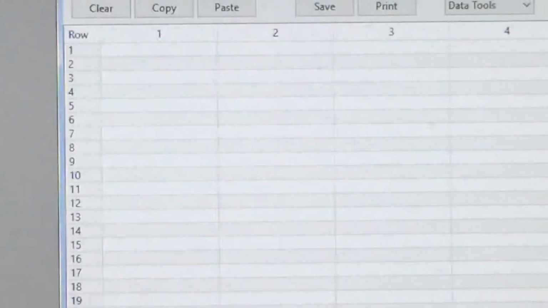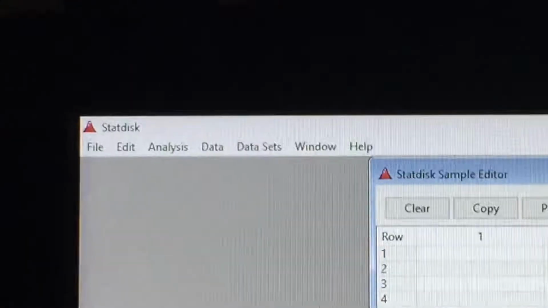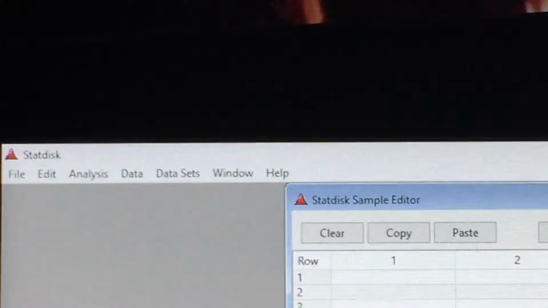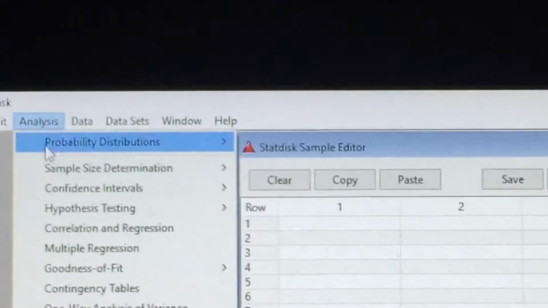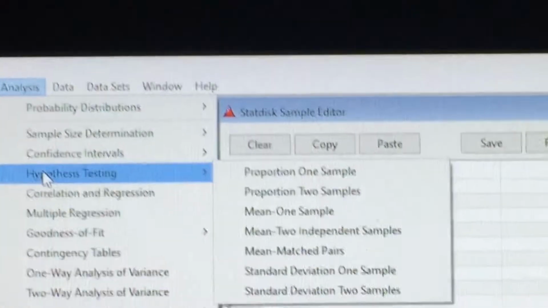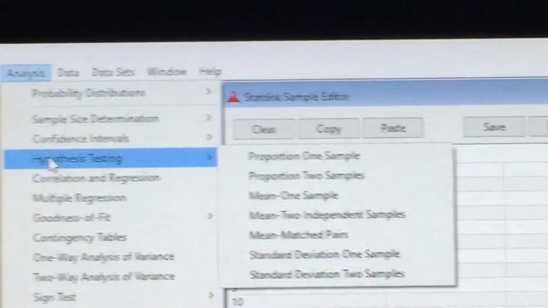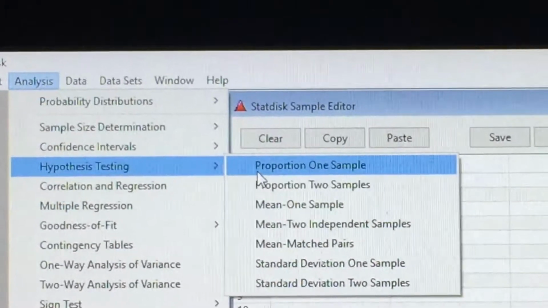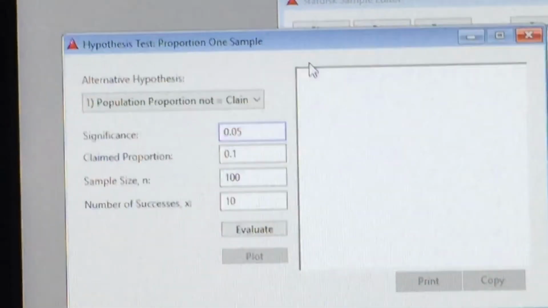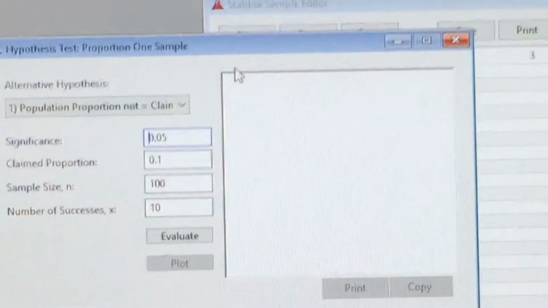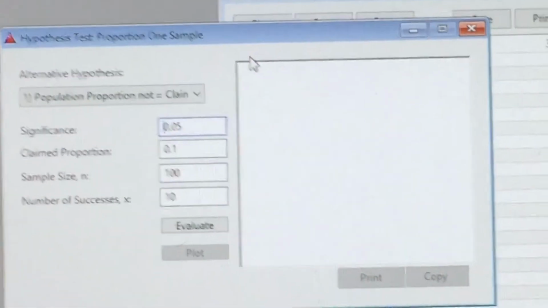Okay, now when you open up StatDisk, you should see something like this here. Now we're going to go to the menu that's on the upper left. We're going to click on Analysis. Here's Analysis. And then under that menu selection, we're going to select Hypothesis Testing because that's what we're doing here. And then we're going to select Proportion 1 Sample. Because we're testing a claim about a proportion, we're only dealing with a single sample. And your screen should look like this. Hypothesis test, proportion 1 sample.